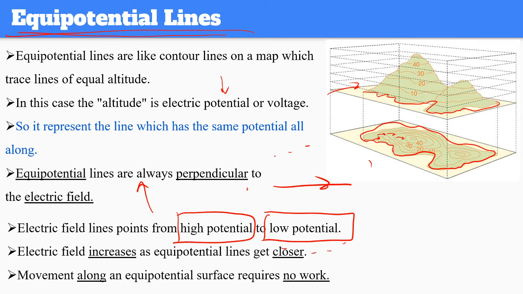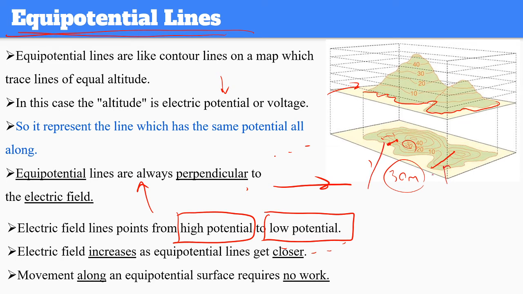And the electric field increases as equipotential lines get closer. What does that mean? For example, if you look at this part of the map and this part of the map, what is the main difference between them? Here you are on the ground, and then here you are at 30 meters, or whatever the scale is, let's say 30 meters height. And you are going that short distance to be able to go 30 meters up. So it's going to be a really steep angle.